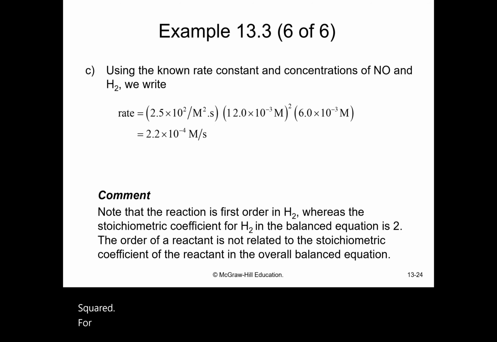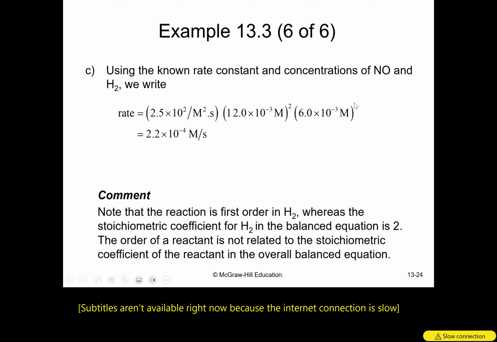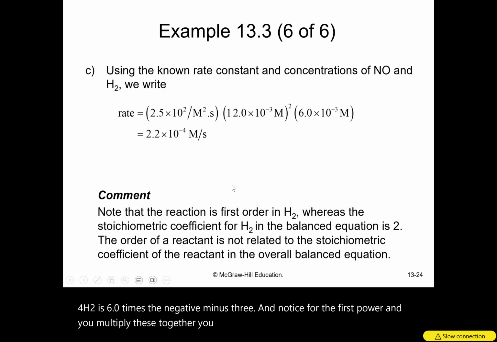For part C, using the known rate constant and concentrations of NO and H2, we write our rate is equal to our rate constant, which we just calculated, 2.5 times 10 to the power of 2, times the concentration of NO, so that's 12.0, and that is to the second power. And for H2 it is 6.0 times 10 to the negative 3, and that is for the first power. And you multiply these together, you get 2.2 times 10 to the negative 4th.